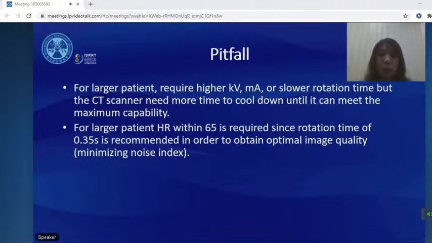And finally, I would want to mention some pitfalls. Once, if you encounter a very strong patient, it needs a high kV and mA, the scanner needs time to cool down between series of scans in order to reach maximum capability to maintain optimal image quality. So it is better to control the patient heart rate below 65. Thus, the rotation time can use 0.35 seconds. The noise index can be lower.